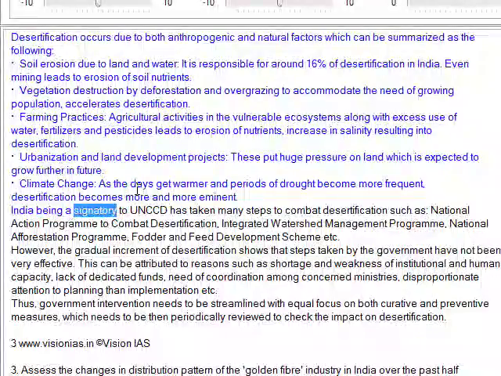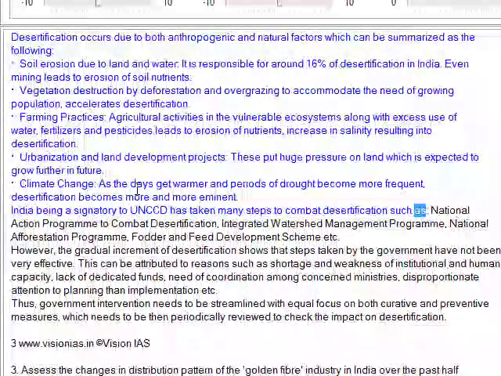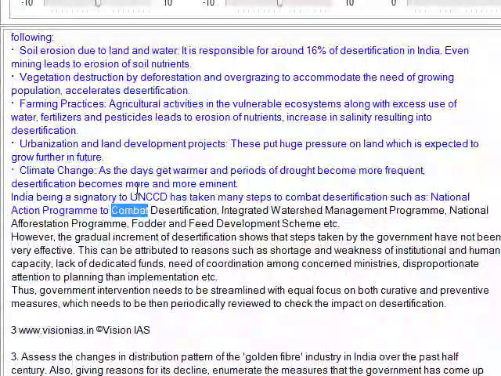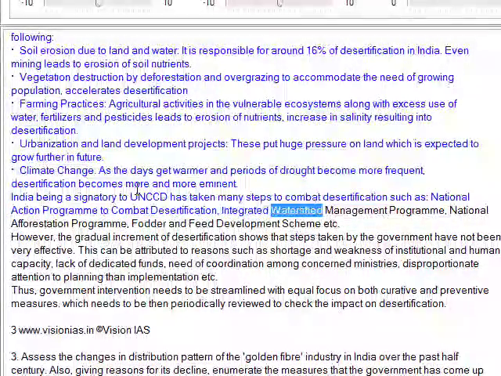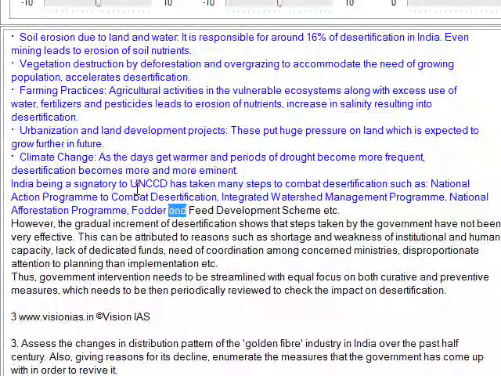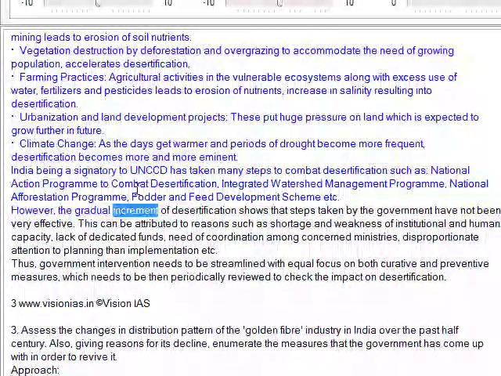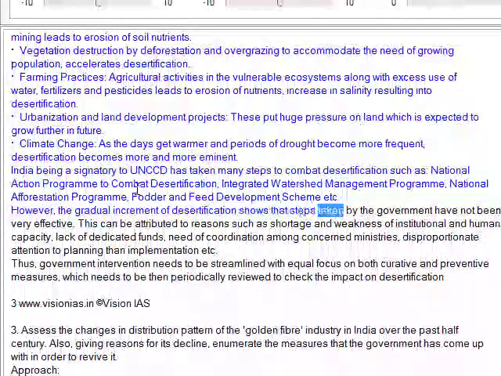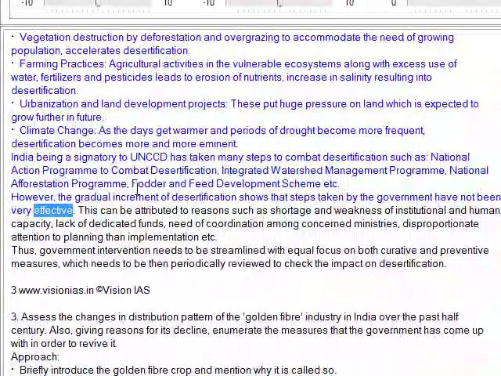India, being a signatory to UNCCD, has taken many steps to combat desertification, such as National Action Program to Combat Desertification, Integrated Watershed Management Program, National Afforestation Program, Fodder and Feed Development Scheme, etc. However, the gradual increment of desertification shows that steps taken by the government have not been very effective.